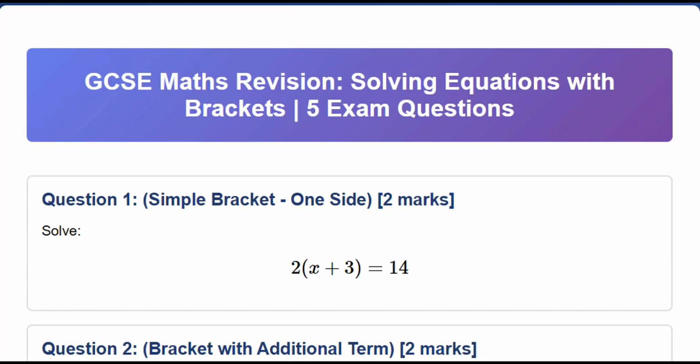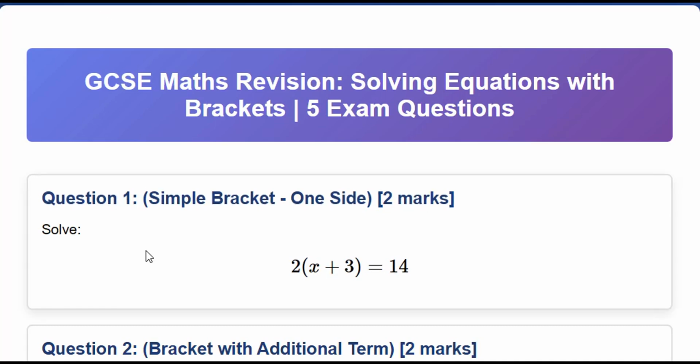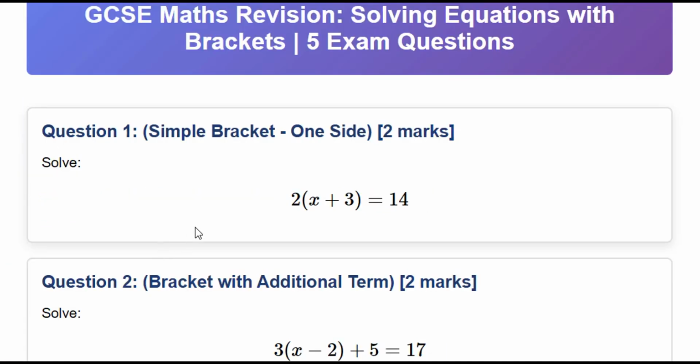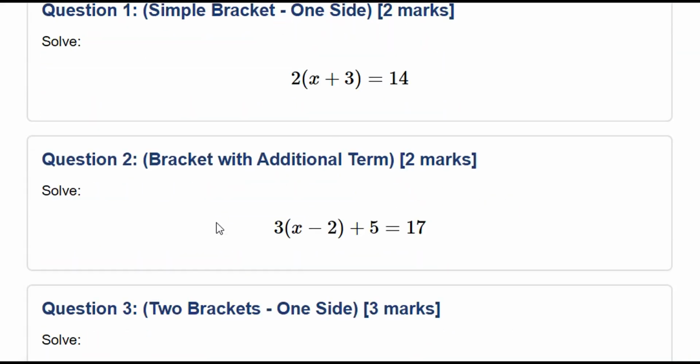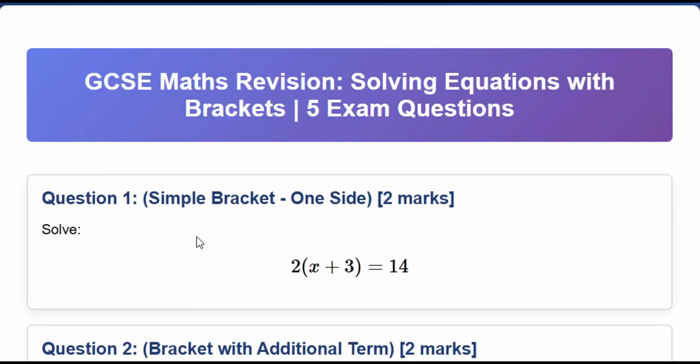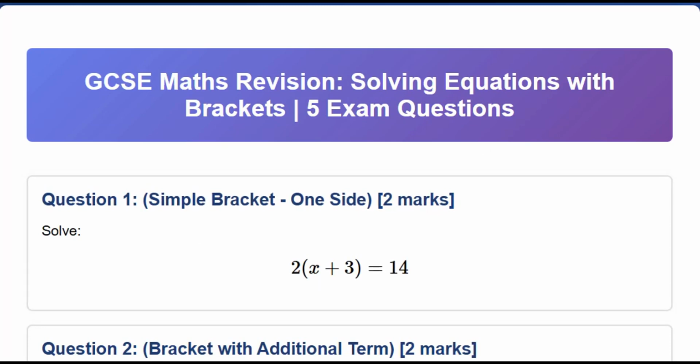In this GCSE Maths revision, we are going to learn how to solve linear equations which have brackets. We are going to start with the simplest questions, and then move on to more complex questions. So let's start with question 1 here, where we have 2(x + 3) = 14. That is a simple bracket.